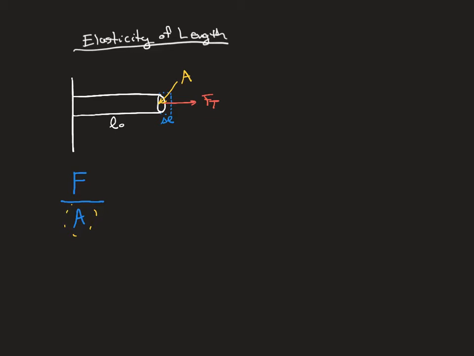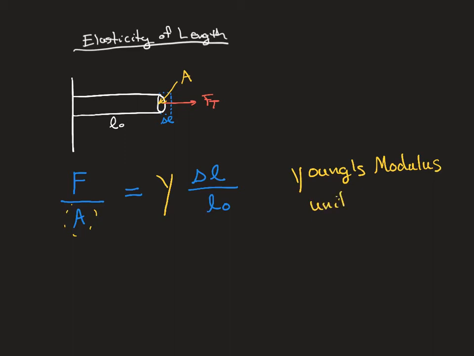And we're going to set this equal to delta L, which is the amount that the post is stretched, divided by its original length. And our proportionality constant in this case is going to be what we call Young's modulus. And Young's modulus is going to have units of pascals.